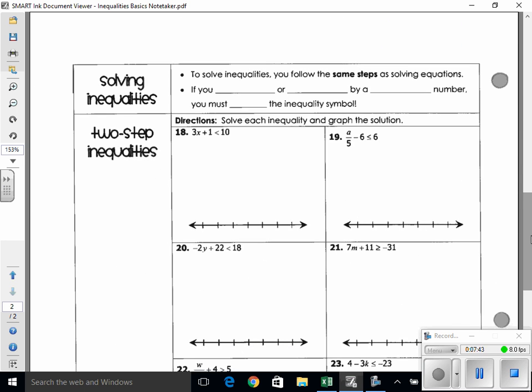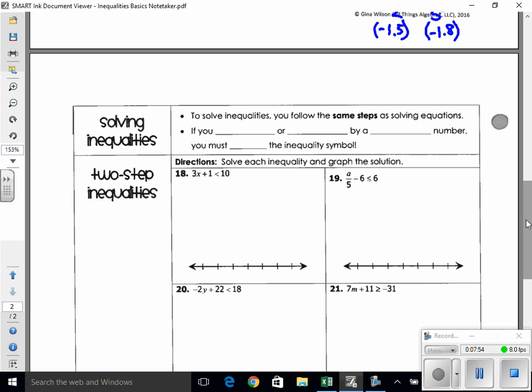When you flip it over to the back, now we're going to talk about solving. And for solving, we're going to start with the 1 and 2 step, but then later on you'll progress to even larger. Okay, so it's very similar to solving equations, but there is one major difference.